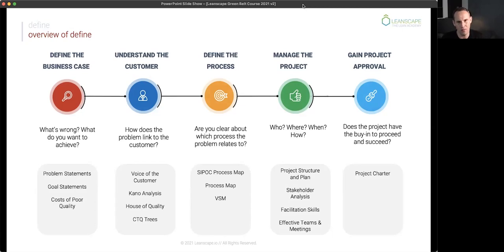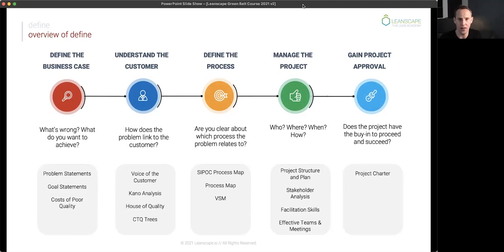We also want to make sure that we understand the customer and how that process is impacting the customer. There are some tools under there. You can see things like the voice of the customer, the Kano analysis, the house of quality, critical to quality trees. All these tools are things that we would use from a Lean Six Sigma project that link back to trying to understand that customer.